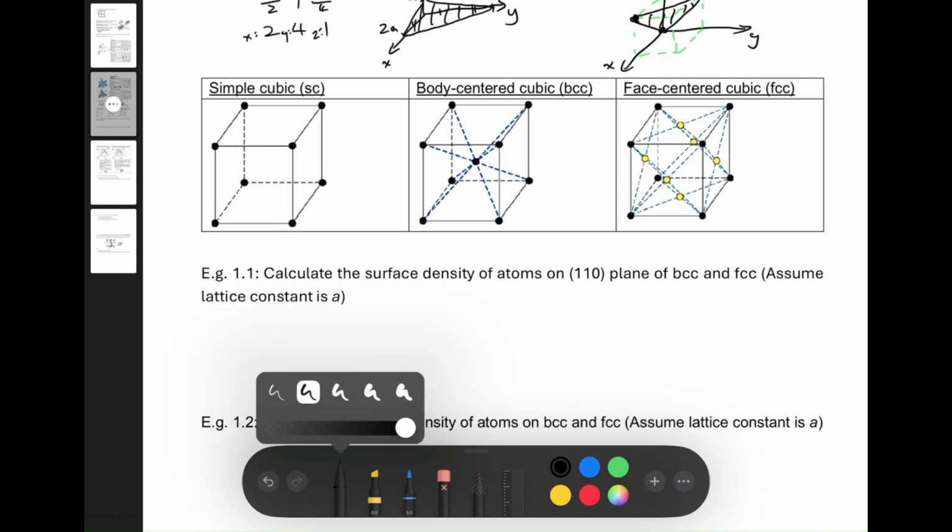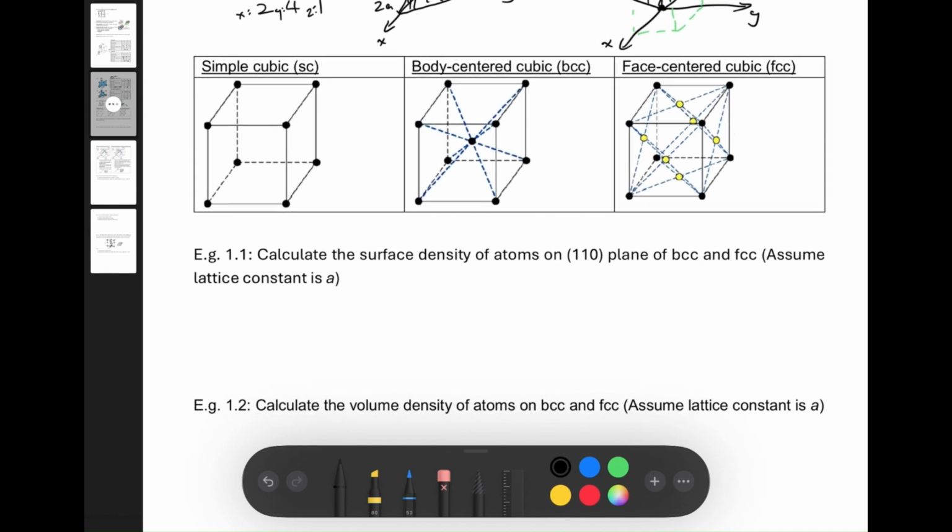Okay, so the three basic structures covered in the syllabus are simple cubic, body-centered cubic, and face-centered cubic. So their short forms are just SC, BCC, and FCC. So SC is just as the name implies, simple cubic. So it's just 8 atoms, 1 at each corner of the cube. Body-centered cubic is just simple cubic, but it also has 1 atom in the center of the cube. So it's called body-centered cubic.